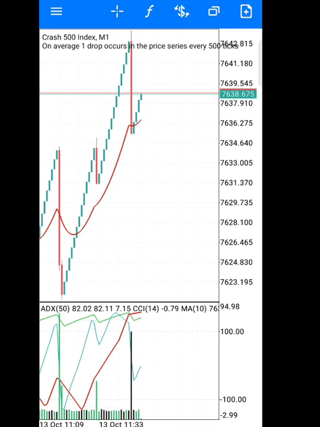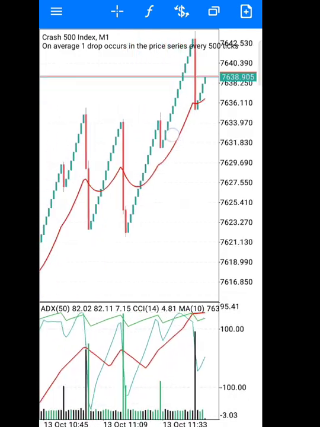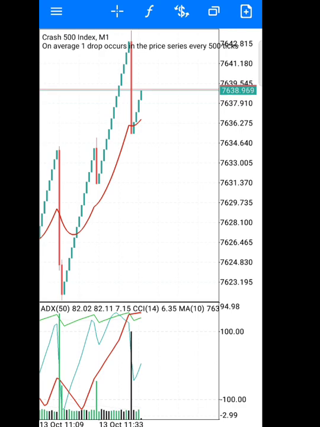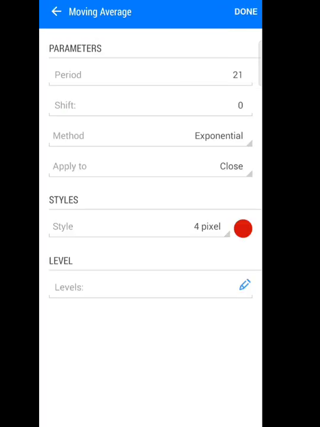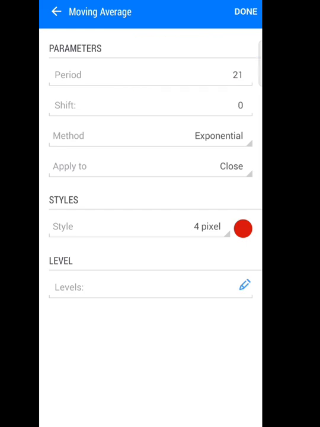So let me show you how you can set the indicators. 5 indicators are involved in this strategy. The first, which is on the main chart, is this red moving average. You can ignore it, but I just prefer using it. Okay, so these are the indicators I'm using. Just take a screenshot, guys. Take a screenshot, or better, watch. Scroll down the channel and watch how to trade Crash and Boom. Or okay, I'll leave the link to the video in the description, so you can see the script video on how you can watch and set your indicators. But just take a screenshot, guys, of the indicators I'm using, which is moving average, period 21, shift 0, method exponential, apply to close, style 4 pixel, use the color of your choice.